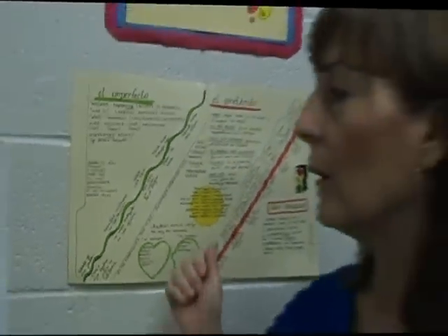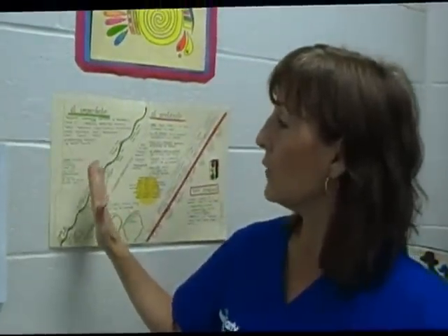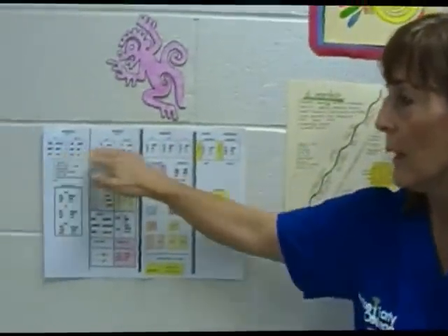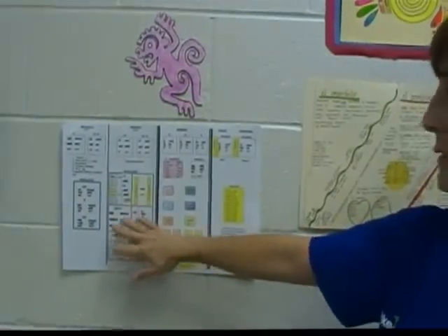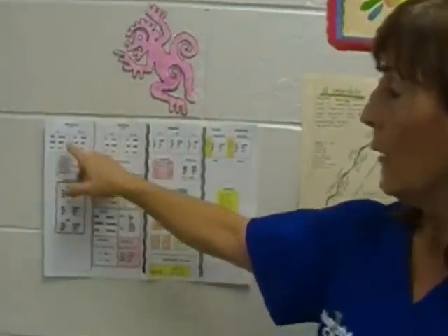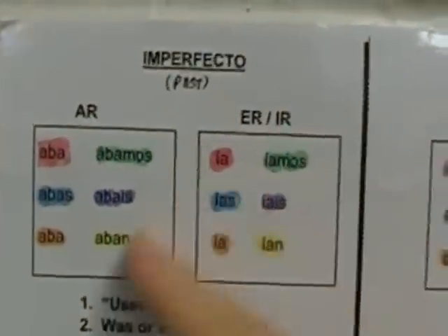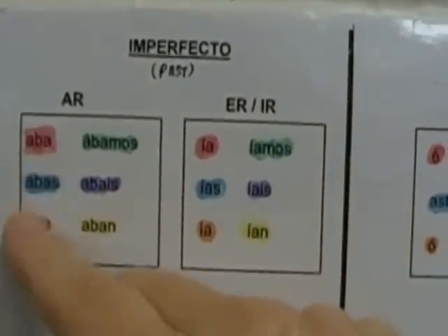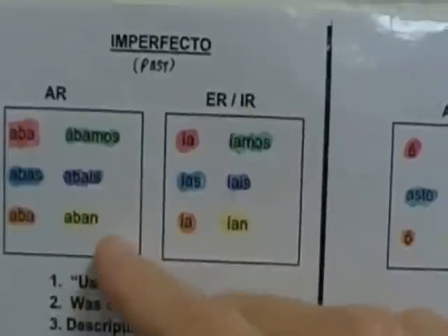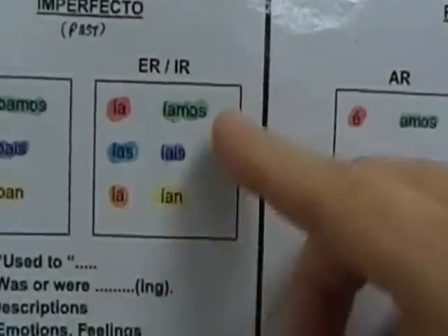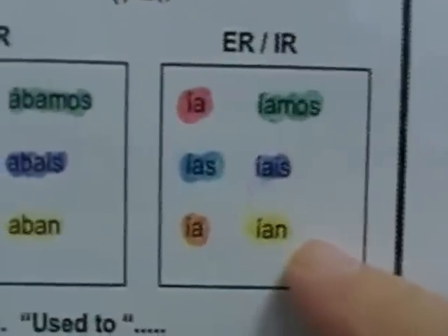So I want to talk to you a little bit about the normal endings and then about the irregular endings. If you look at your verb wall, under imperfecto, you notice that for the normal verb endings, we have things like aba, abas, aba, ábamos, abais, aban for AR verbs. And for ER and IR verbs are ía, ías, ía, íamos, íais, and ían.